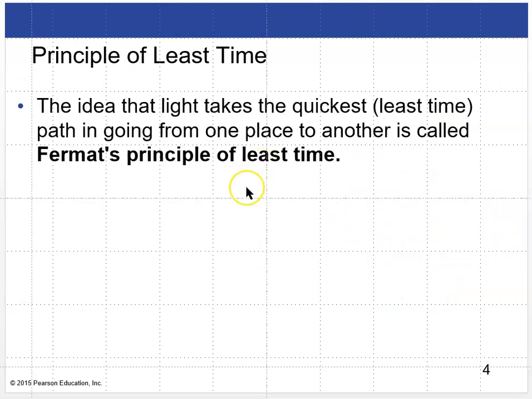Now, the idea that light takes the quickest, least time path in going from one place to another is called Fermat's principle of least time. It's sort of like me when I commute. I have a 40-mile commute each way to work. I'm really good at taking the fastest path. Doesn't matter to me if it's a little longer, but I want to get there in the least amount of time. So I'm a lot like light.